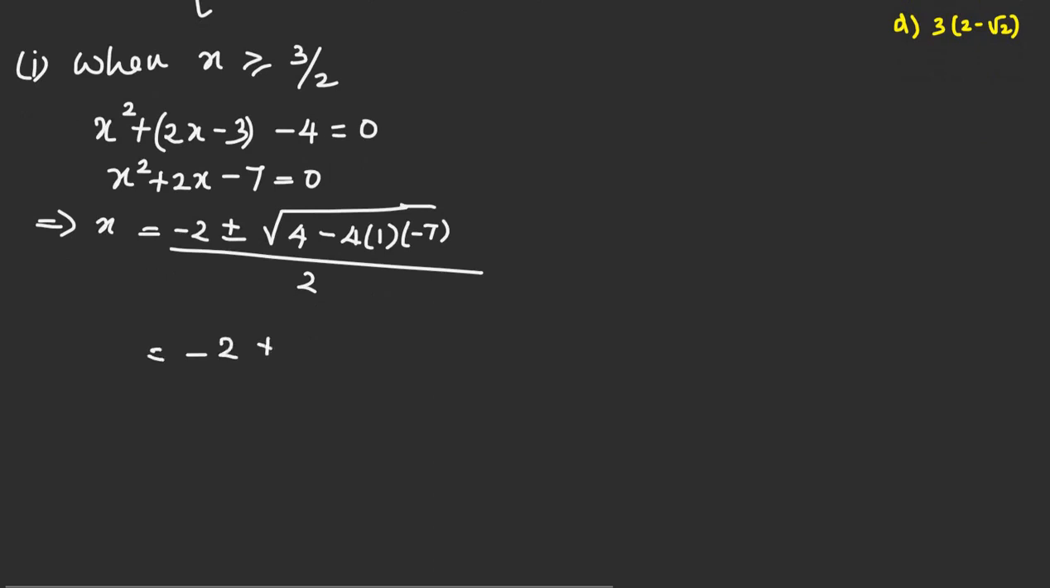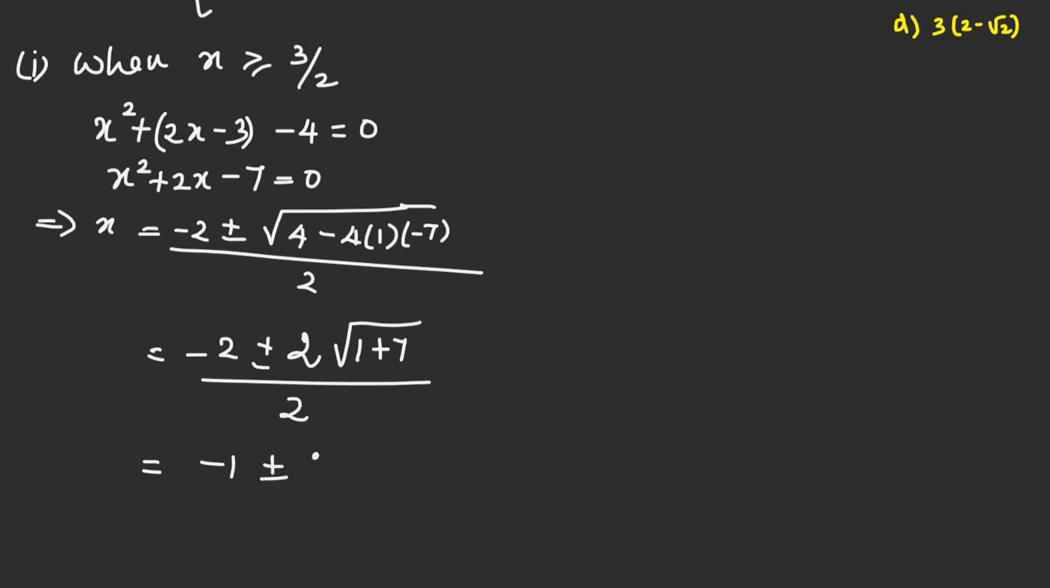minus 2 plus or minus 2 into root of, taking 4 out of the root, 1 plus 7, divided by 2. This is equal to minus 1 plus or minus root 8. Root of 8 is 2 root 2. Dividing throughout by 2, we get x is equal to this value. I am not going to take the negative value here. I take only the value x is equal to minus 1 plus 2 root 2.